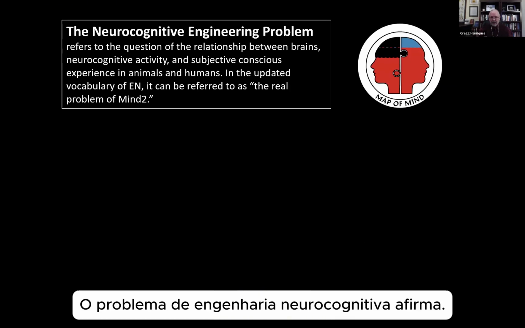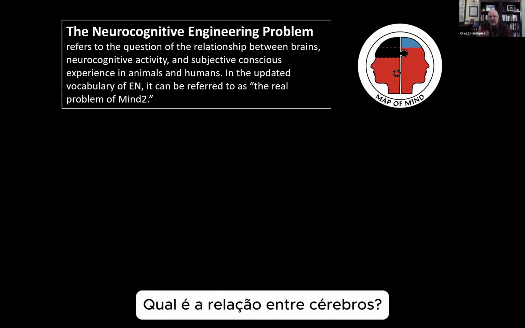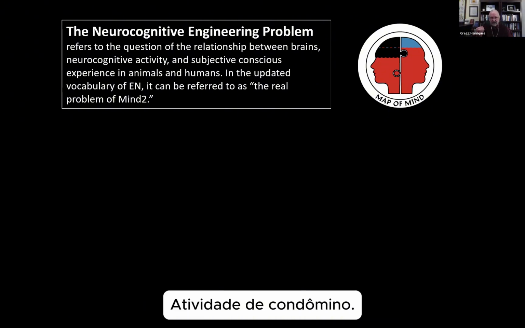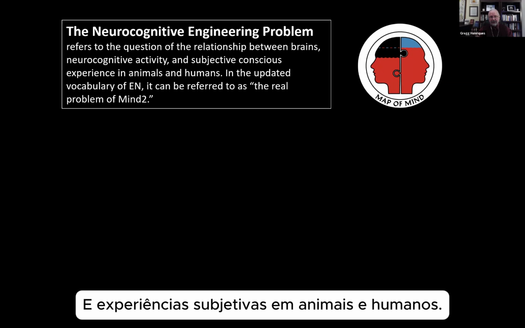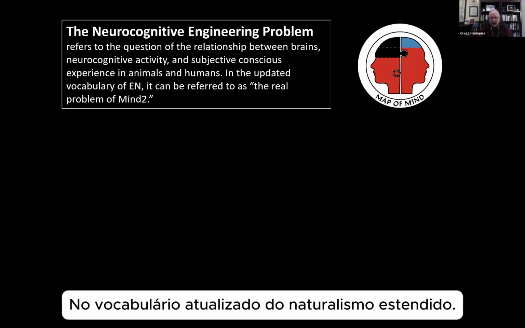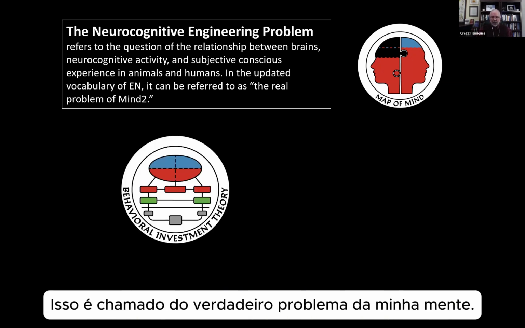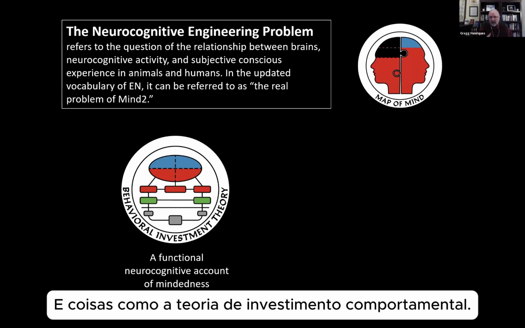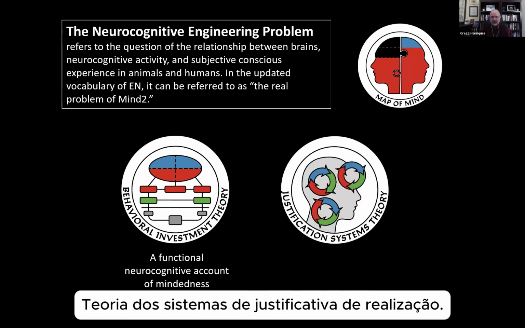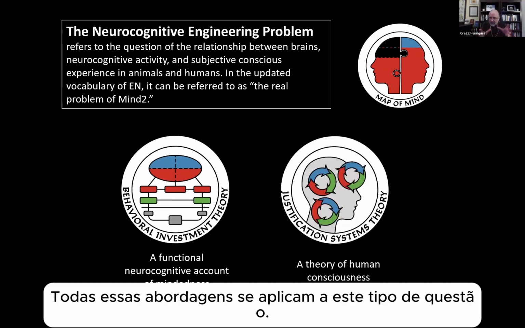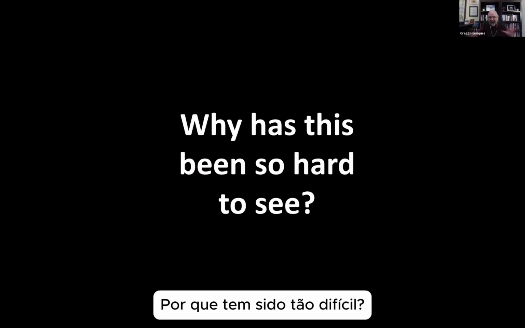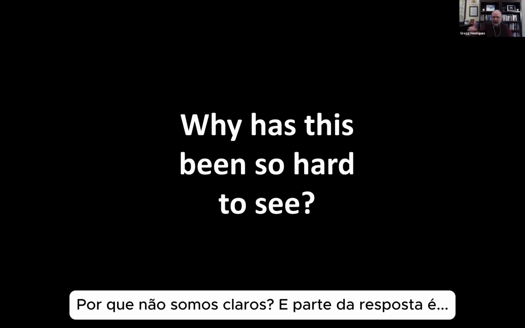In contrast, the neurocognitive engineering problem asks, what's the relationship between brains, neurocognitive activity, and subjective experiences in animals and humans? In the updated vocabulary of extended naturalism, and pointing to Anil Seth, this is called the real problem of mind too, and things like behavioral investment theory, John's recursive relevance realization, and justification systems theory all apply to this kind of question. Why has this been so hard? Why aren't we clear?